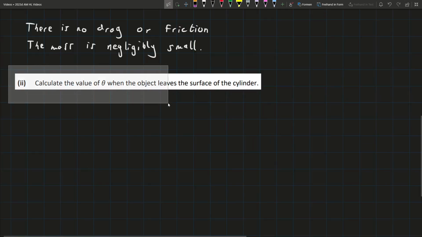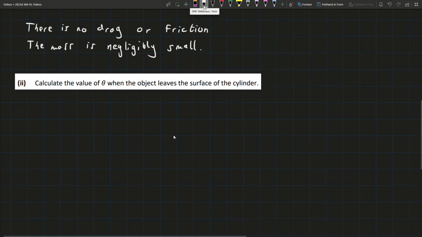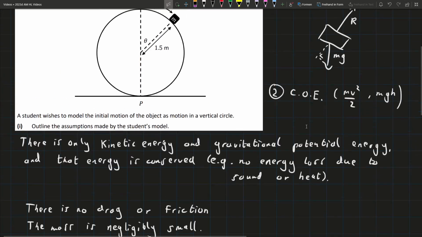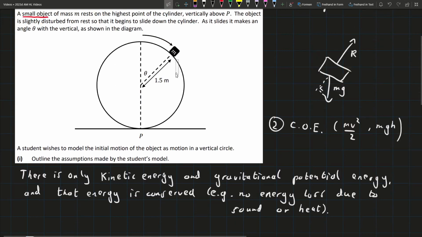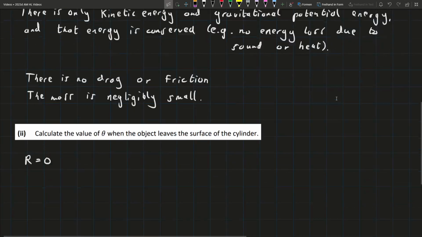In part 2, we're asked to calculate the value of theta when the object leaves the surface of the cylinder. So the fact that we use whenever something leaves the surface, or if like a string goes slack or something, well, actually not really if a string goes slack, slightly different, but basically we're assuming that the reaction force is 0. Because the reaction force, remember, is when the object pushes down on the circle, the circle pushes up with a reaction force. But if the circle isn't pushing up, that means the object isn't pushing down, so it's not touching the circle anymore.